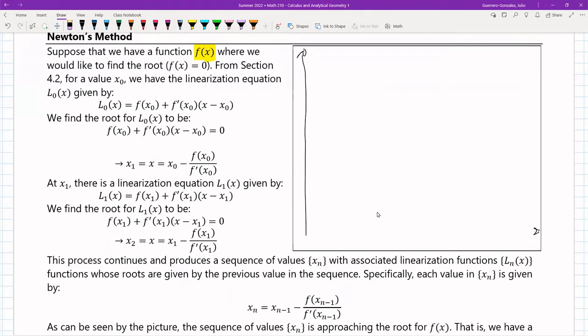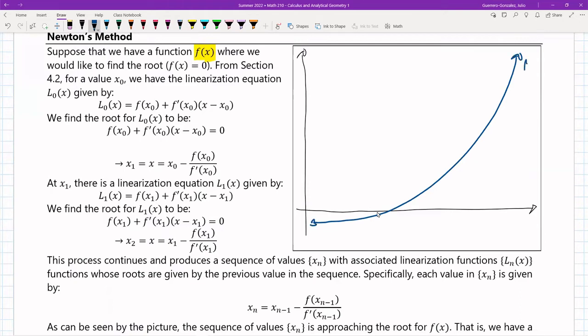And I didn't do that right. There we go. Okay. I'm going to draw. There we go. Let's make it a little more pronounced of a curve. There we go. So this is my function f of x, okay?